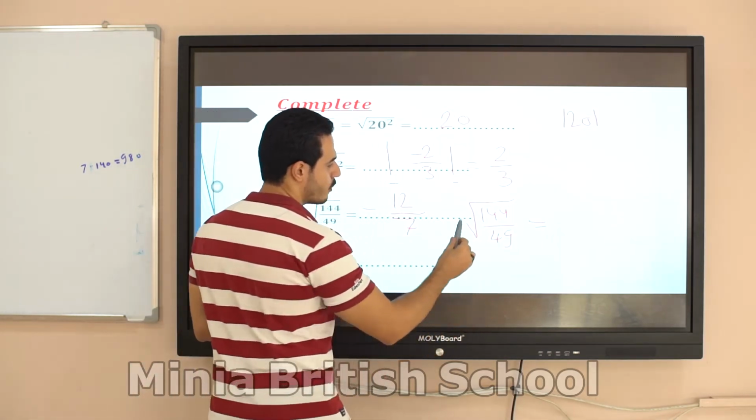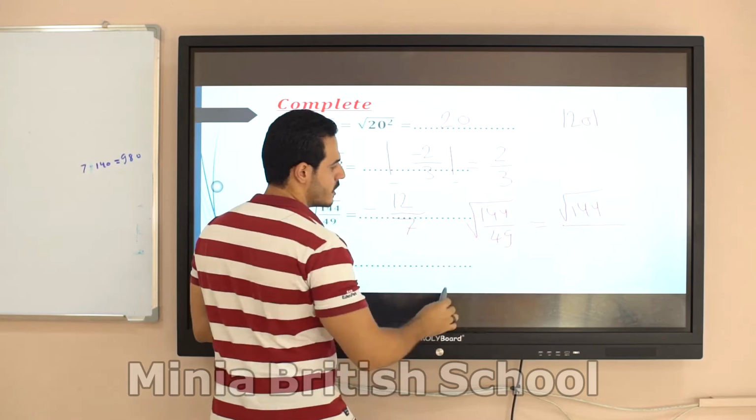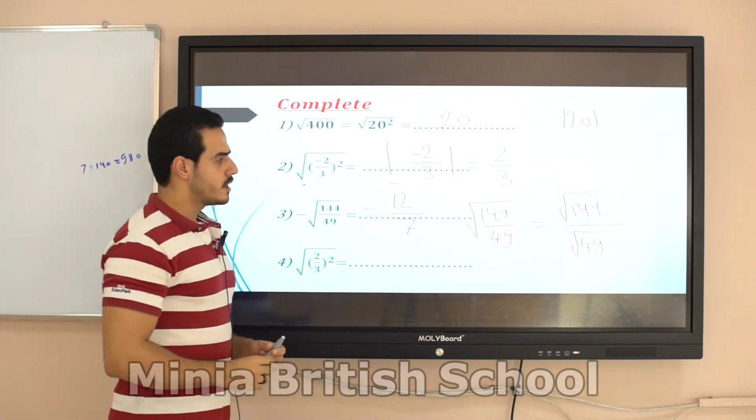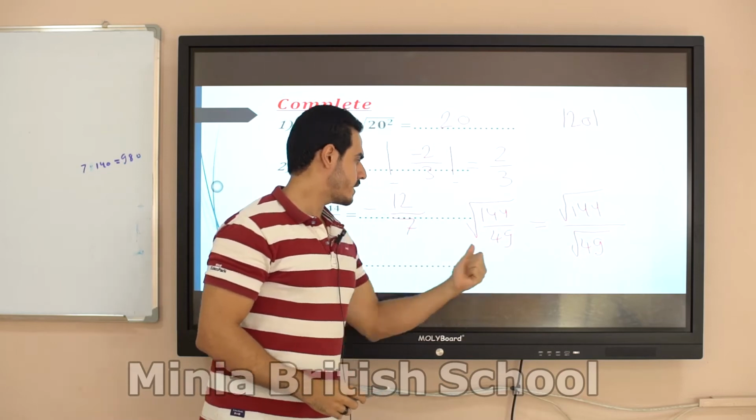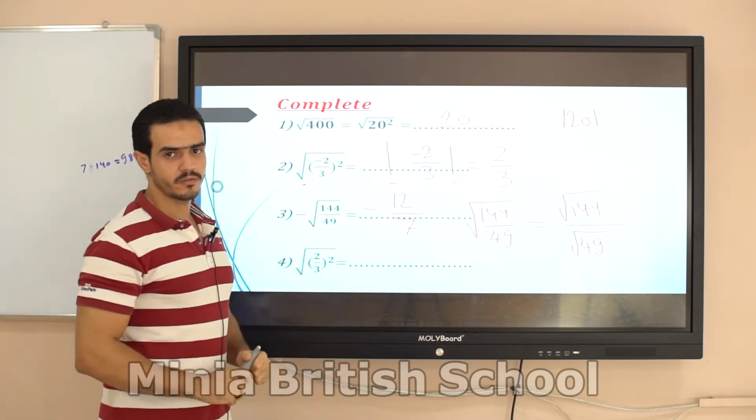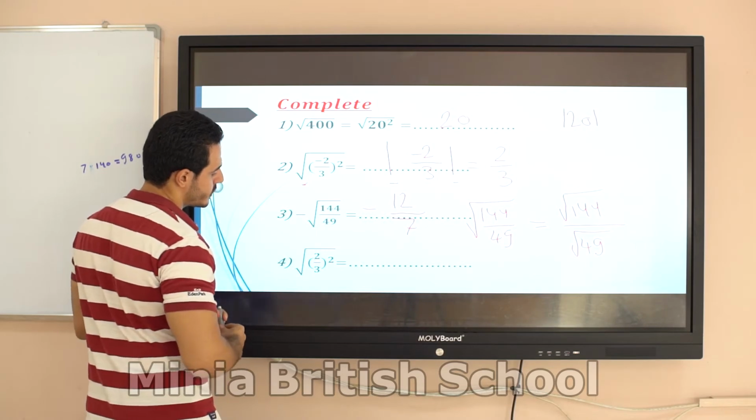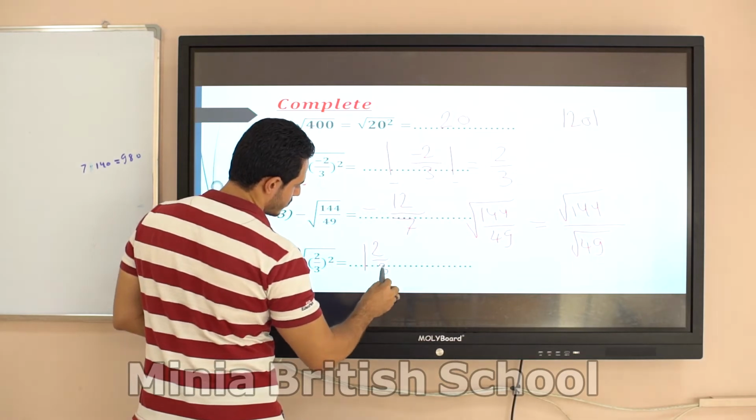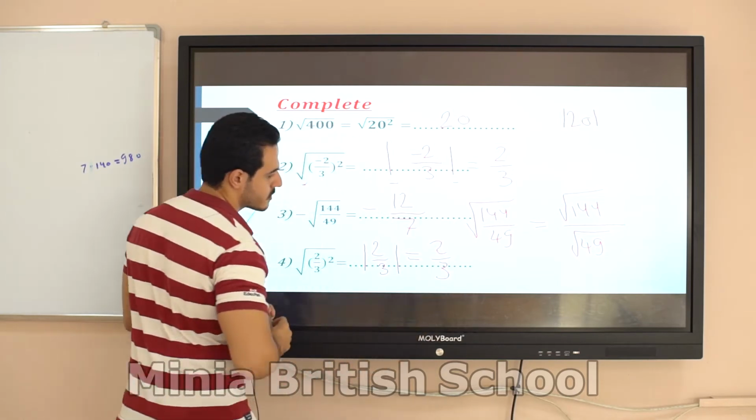49 equals, I will find the square root of the numerator, square root of 144, over square root of the denominator, square root of 49. So square root of 144 is 12, square root of 49 is 7, and this is a negative square root, so I will write negative. Okay, last one, square root of 2 over 3 all power 2, it will be 2 over 3, absolute value of 2 over 3, it will be 2 over 3.